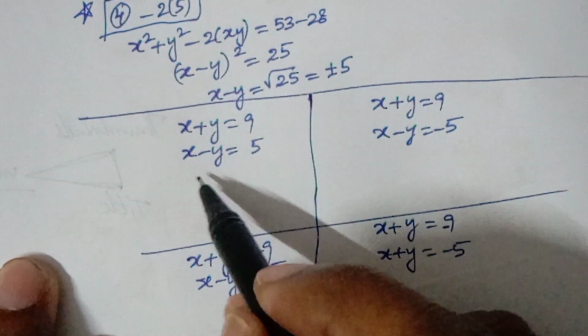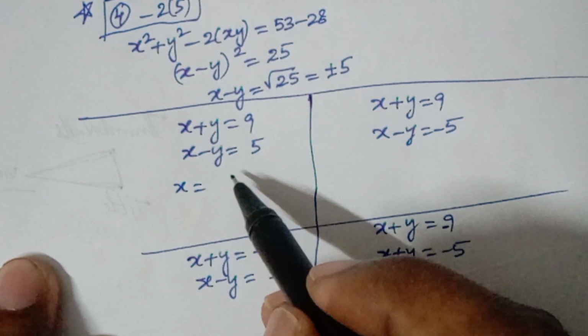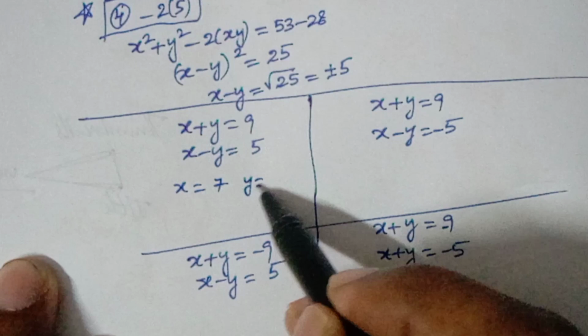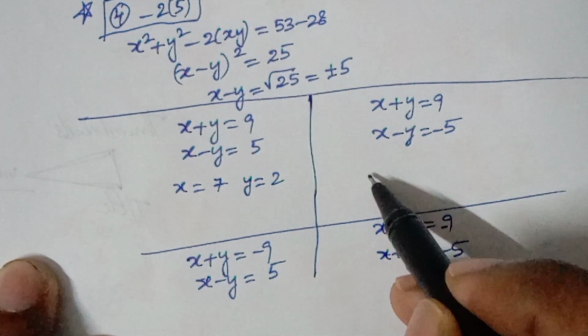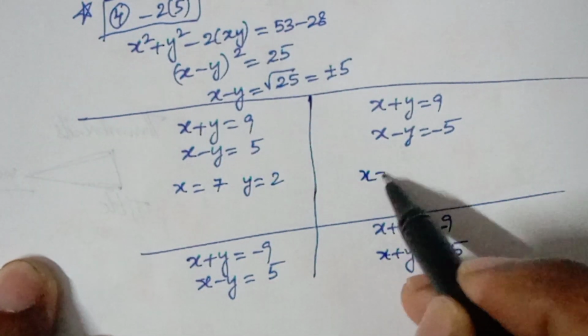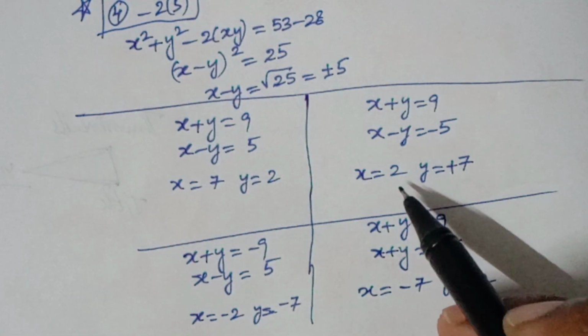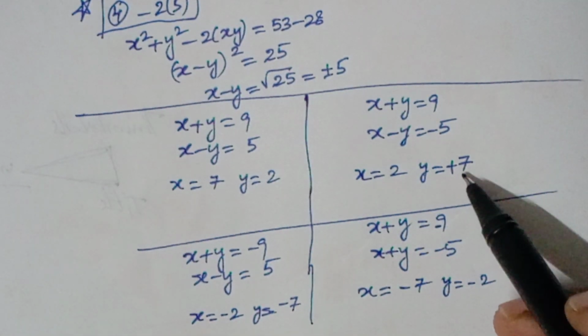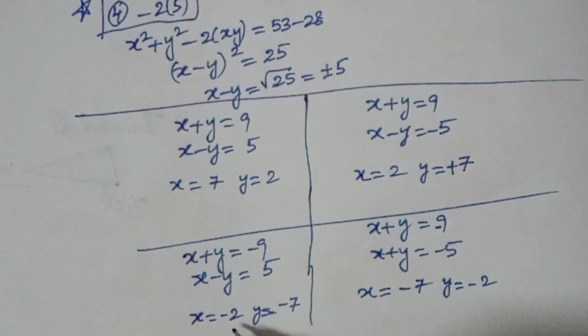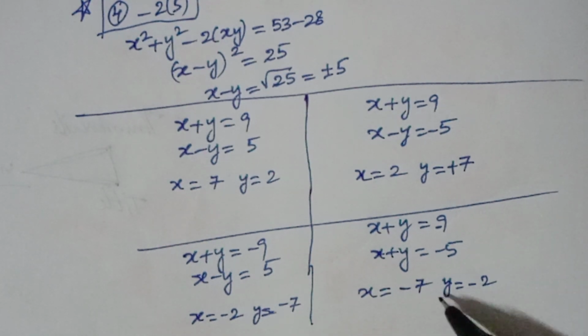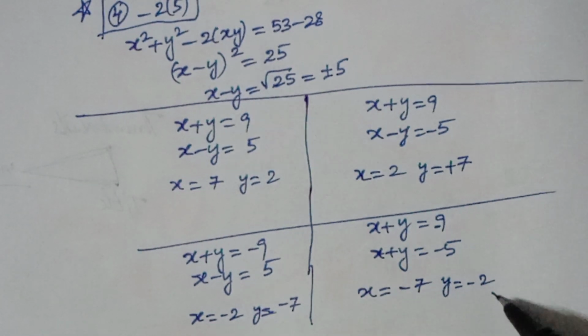If you solve these, you will get x equal to 7, y equal to 2. In the next case, x value 2, y value 7. In this case, x value minus 2, y value minus 7. In this case, x value minus 7, y value minus 2.